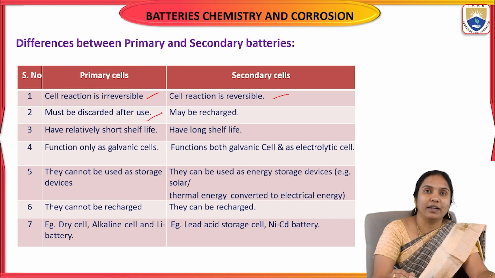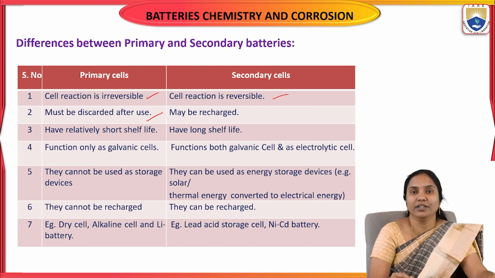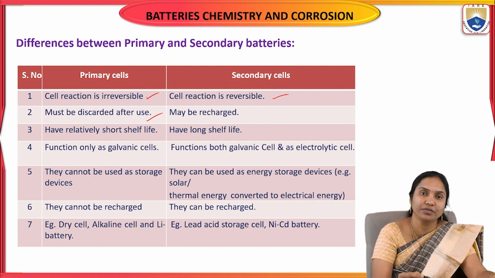A primary battery must be discarded after use, but a secondary battery may be recharged. We can use it again by passing electricity in the opposite direction. The third point is that a primary battery has a relatively short shelf life. Already we know that it has a short shelf life.